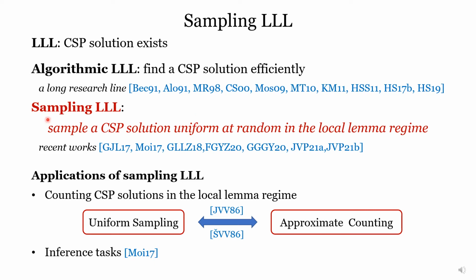In this paper, we are concerned with a problem that we call the sampling LLL, which samples a CSP solution uniformly at random efficiently in the local lemma region. This is a distribution-sensitive variant of the algorithmic LLL and has got a lot of attention. The problem is closely related to approximate counting, which estimates the total number of solutions. Besides, it may also serve as a standard toolkit for solving inference problems that are well motivated from machine learning applications.